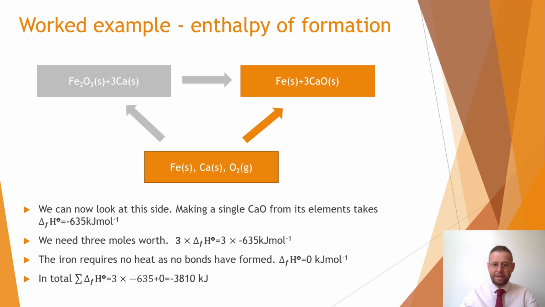Notice how I'm not displaying this as kilojoules per mole at this step. It's no longer per mole. This is minus 3,810 kilojoules for the 3 moles. And that's a little tiny detail. You've got to just make sure as soon as you start multiplying your enthalpy by how many moles, lose the per mole because it's no longer about 1 single mole of that substance.